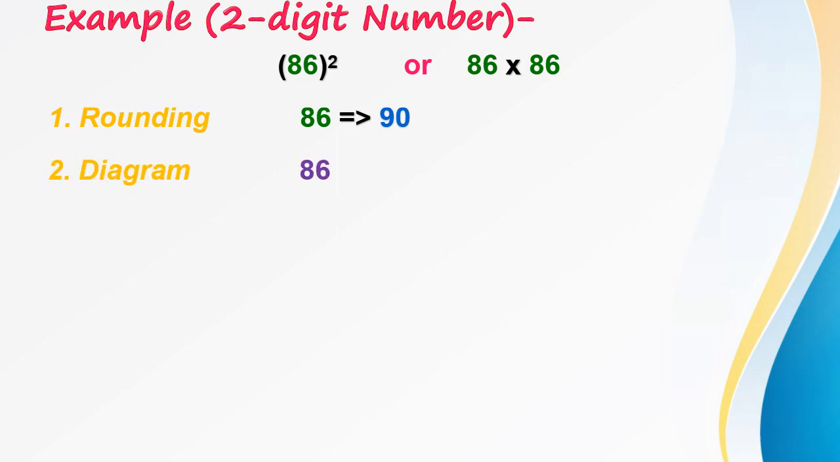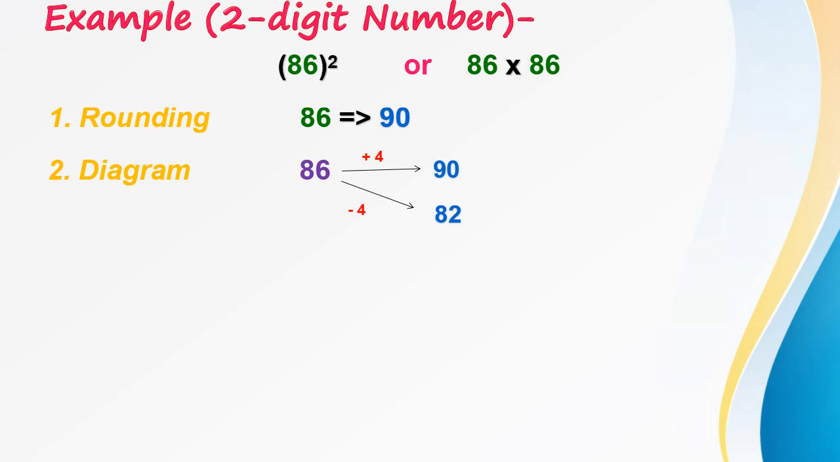Now step 2. Imagine the diagram in your head. 86 is the number that you want to square and 90 is the rounded number. To get 90 from 86, you will add 4. Now, we will do the opposite and subtract the same value 4 from 86 to get the number 82. Again, keep 4 in mind for squaring in step 4.